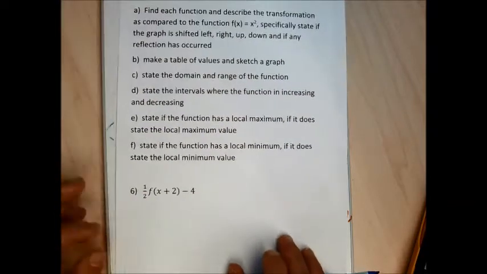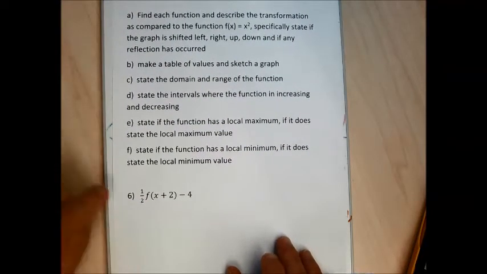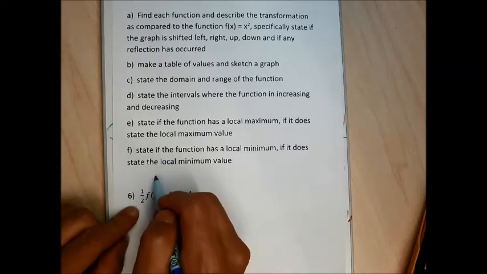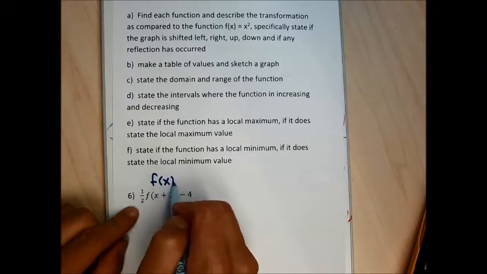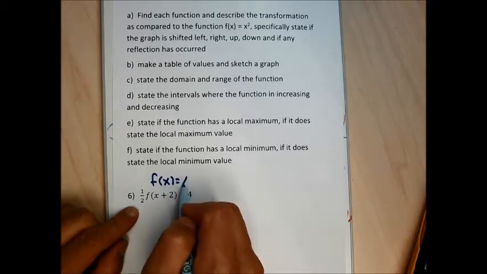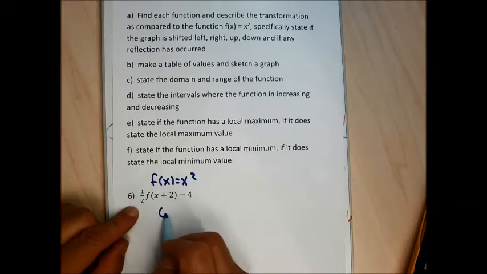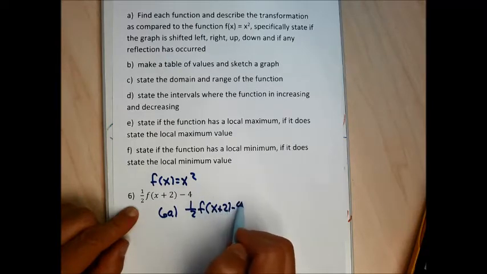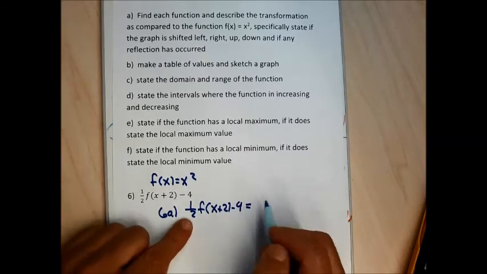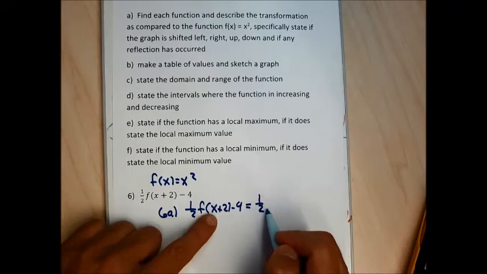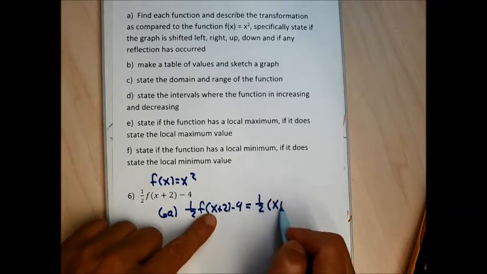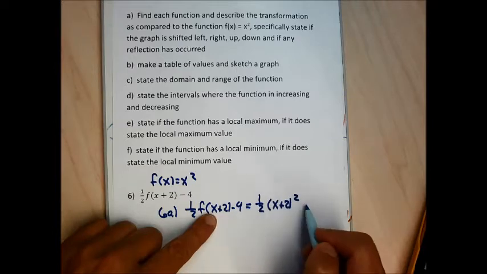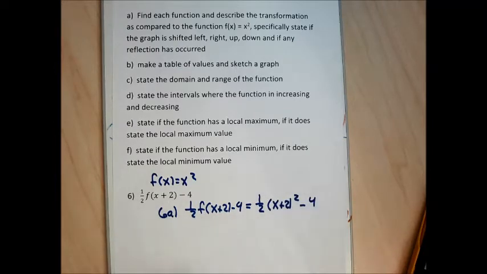Moving on to 6, part A wants me to find the function compared to f of x equal to x squared. For 6a, finding my function 1/2 times f of x plus 2 minus 4 should be easy to find. The 1/2 is going to be written first. The x plus 2 is going to be inside of parentheses with an exponent of 2, and the minus 4 is going to go after the function.